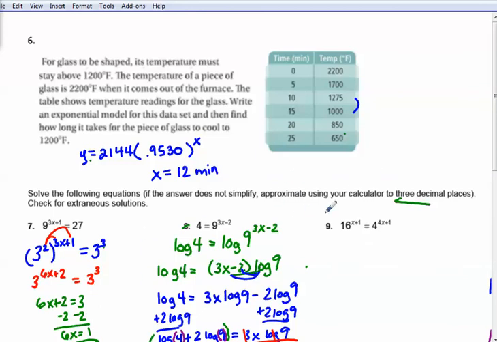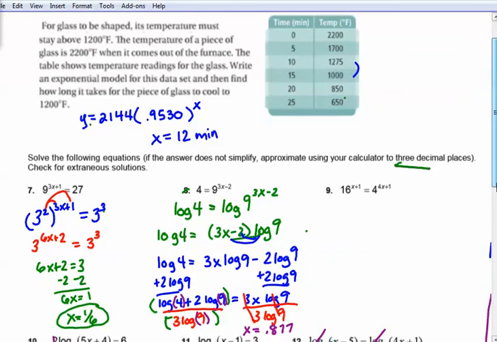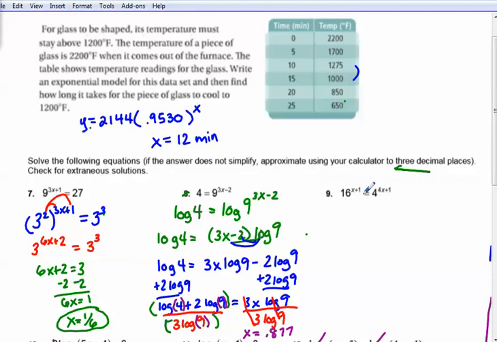Okay, so in problem 9, we had to determine whether we could rewrite these as exponents of the same base, so like in problem 7, or if that was impossible, if we had to take the log of both sides, like in problem 8. So I recognize that I can take 16 and write that as 4 squared, and this is already a 4. So we're going to do this problem like we did problem 7.